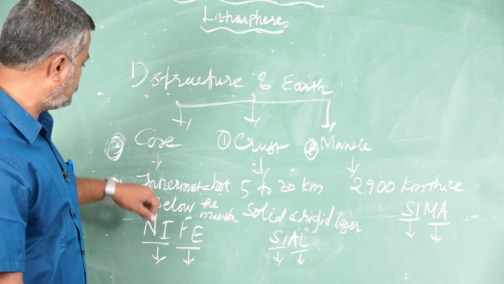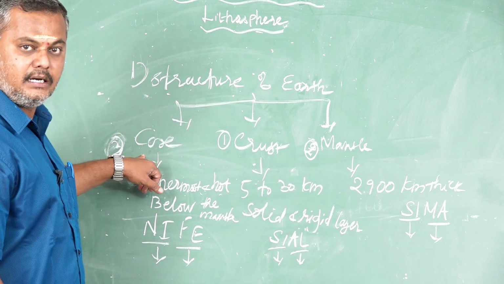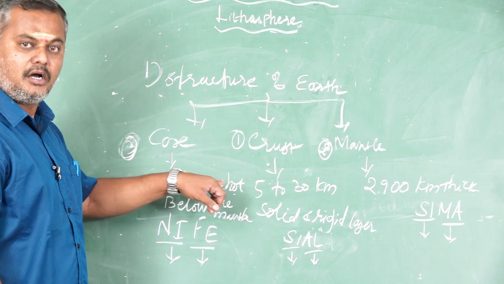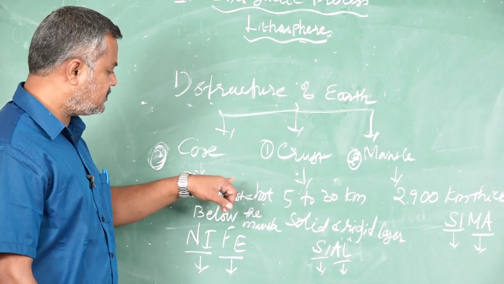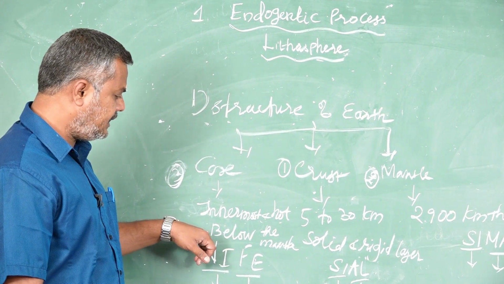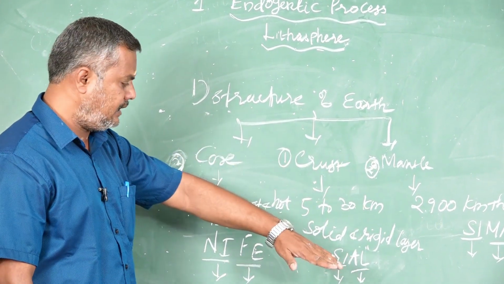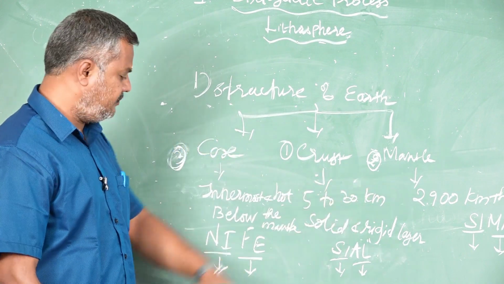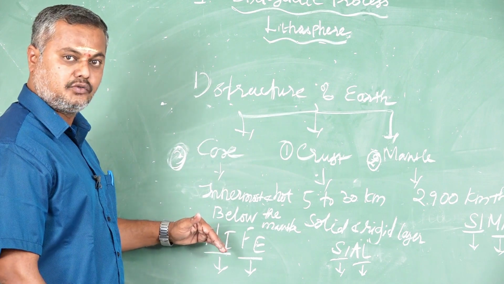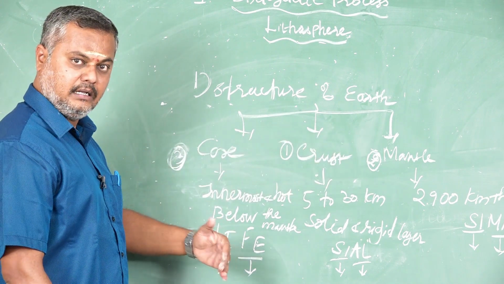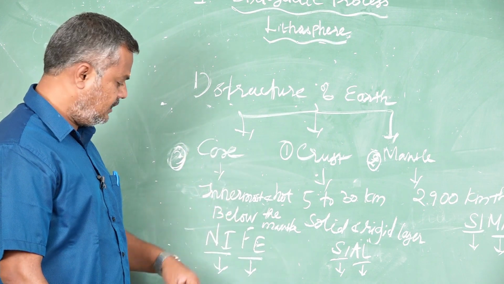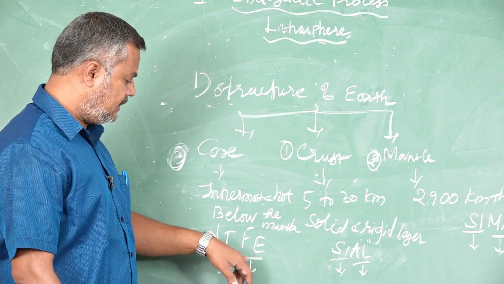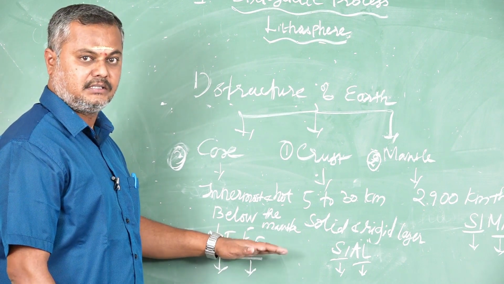And then the third part is the core. It is the last layer, the third layer of the earth. It is the innermost layer as well as the hottest layer of the earth. It lies below the mantle, below the 2900 km. As with the crust and mantle, it also consists of two kinds of minerals: nickel and iron, NiFe. These things are important.